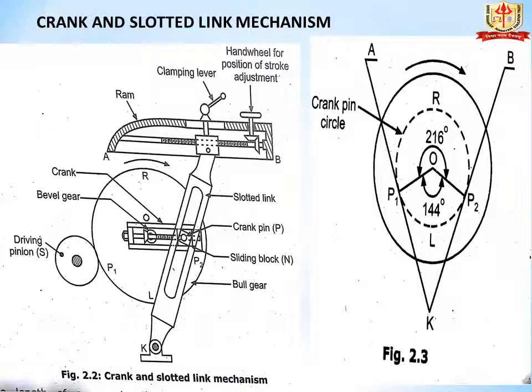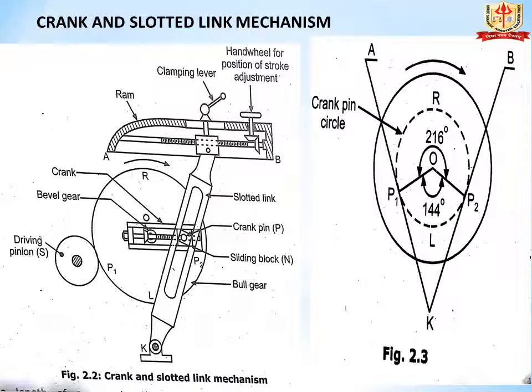In this diagram we can start from the bottom. At the bottom there is a point K and there are two types of gear. First is a bull gear, second is a driving pinion, and there is a sliding block and crank pin P, slotted link, crank, bevel gear. At upward position there is a ram, clamping lever, hand wheel for position of stroke adjustment.